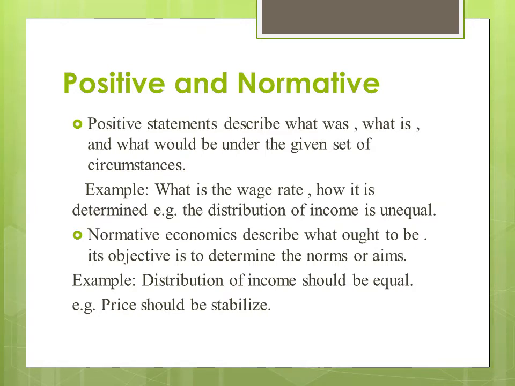But normative economics describes what ought to be. Its objective is to determine the norms or aims. So normative economics actually gives us suggestions and solutions, for example, how can we distribute income equally among people? So normative economics basically gives suggestions. For example, distribution of income should be equal, prices should be stabilized.